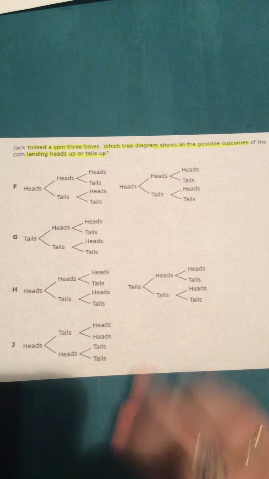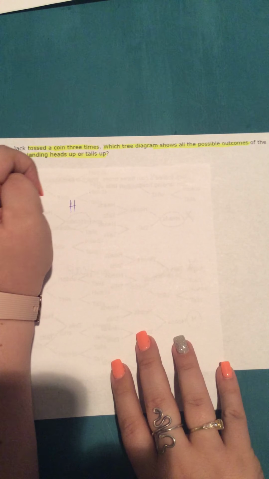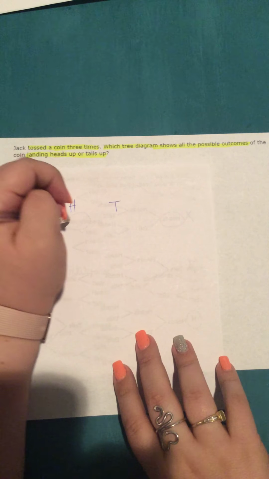heads or tails. So, when it comes to tree diagrams, I like to create one for myself before trying to look at any possible answer choices. So let's first start by making one for ourselves. So, I started off with my first coin. With the first coin, I have a possible answer of heads or tails. From there, we can branch off and show the possible outcomes for the second coin.